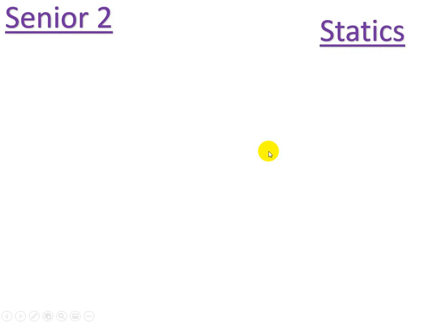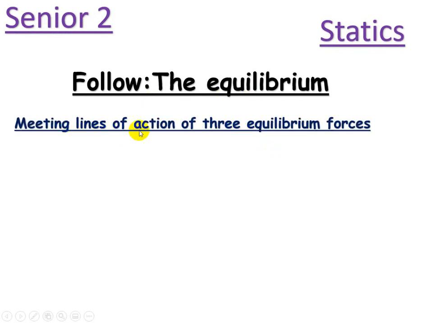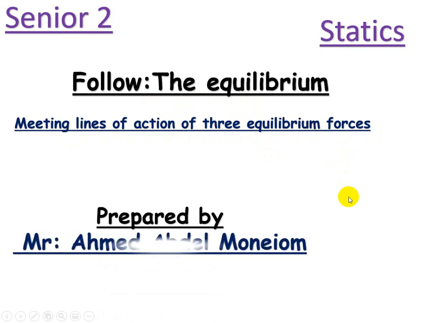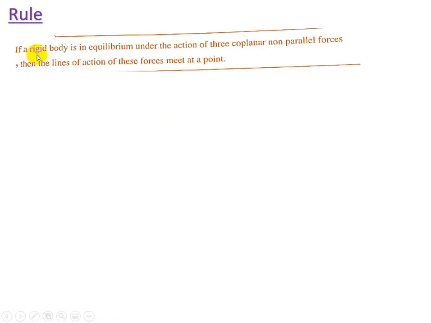Our lesson today in statics is equilibrium, the second part, which is meeting lines of action of three equilibrium forces. The first rule: if a rigid body is in equilibrium under the action of three coplanar non-parallel forces, then the lines of action of these forces meet at a point.